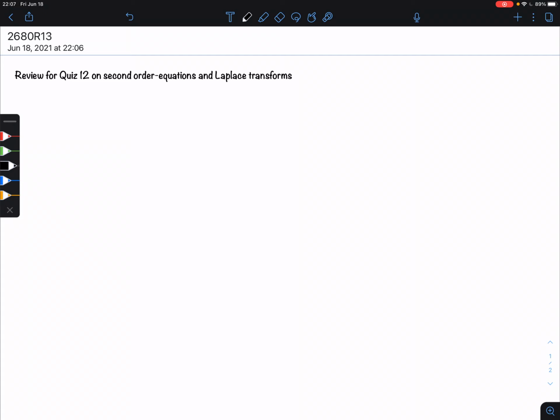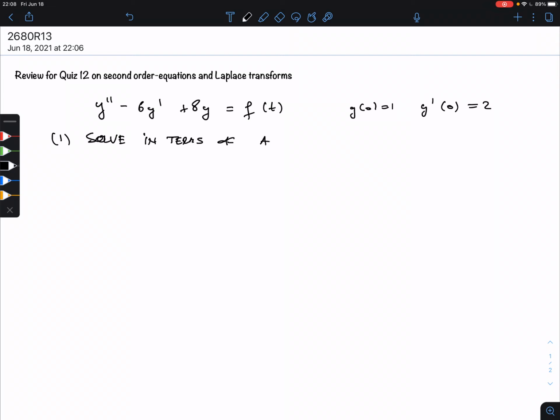Let's do this one. y double prime minus 6y prime plus 8y equals f of t. And y(0) is 1 and y prime(0) is 2, the initial conditions. So what I'm going to ask you is to do a couple of things. The first thing I'm going to ask is solve in terms of a convolution integral. And when we solve it, you'll see what I mean with that.